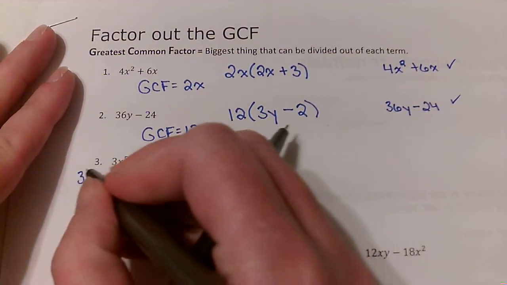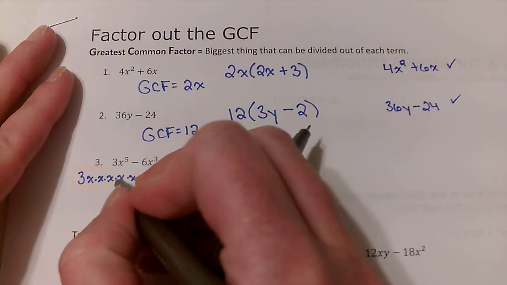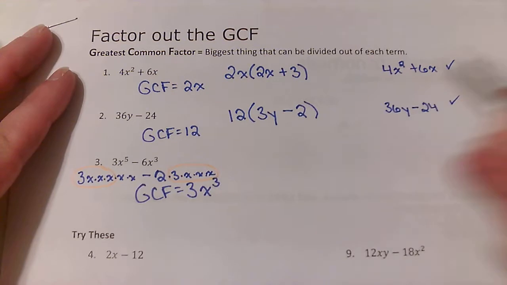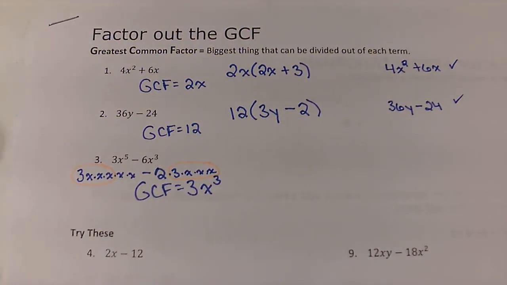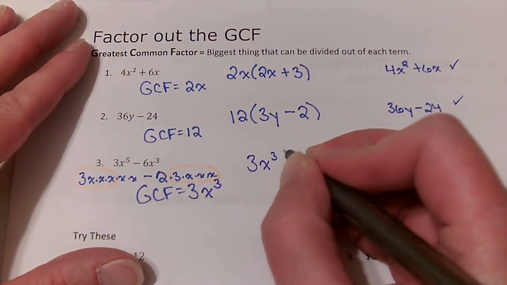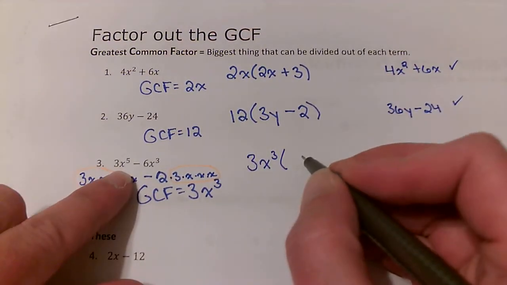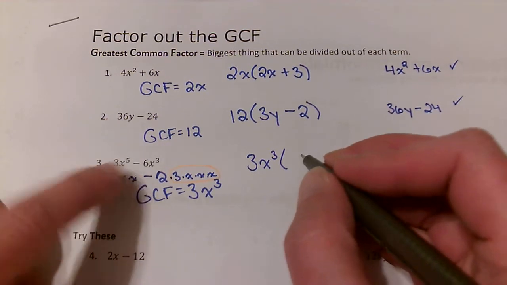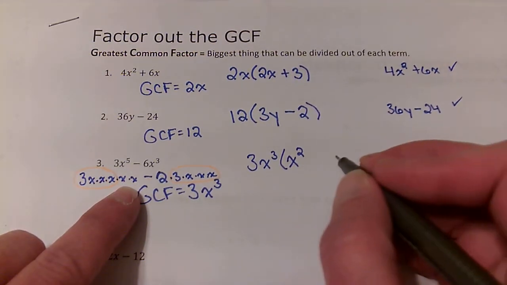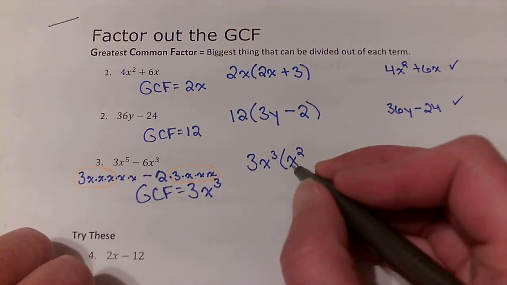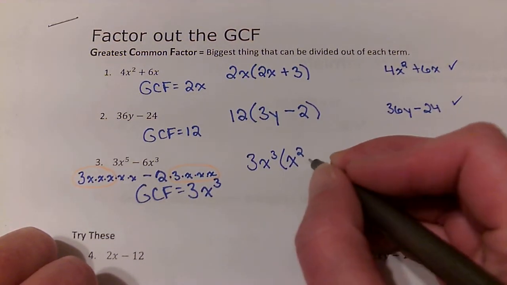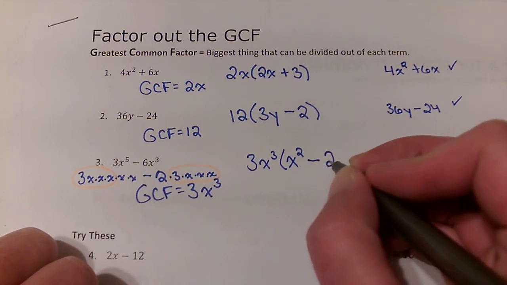So this one has 3 and 3 x's, and this one has 3 and 3 x's. So I'm factoring out 3x cubed. So 3x cubed times what gives me 3x to the 5th? Well, really, it's going to be that x squared. Because remember, when you're multiplying, you add your exponents. So 3x cubed times x squared would be 3x to the 5th. And this would have to be a 2.